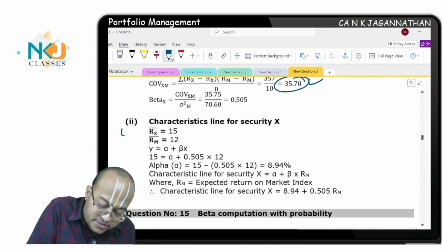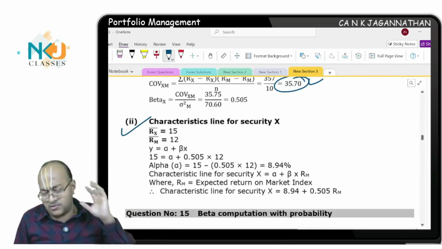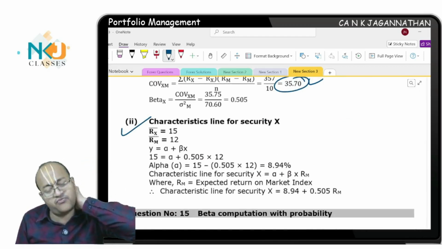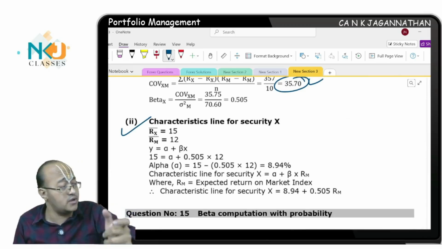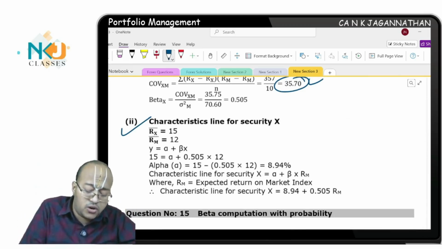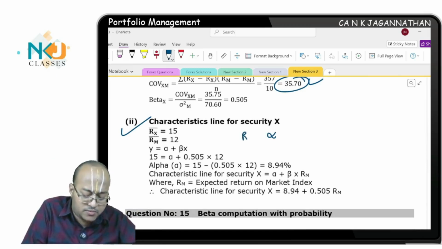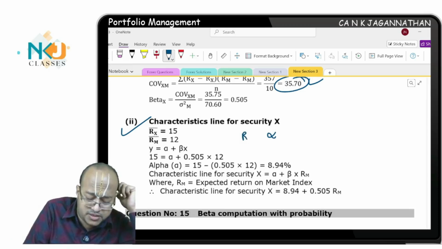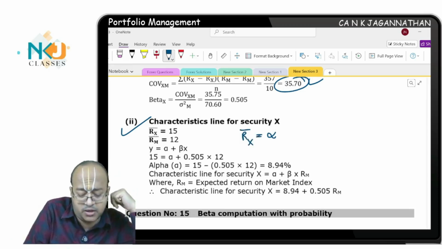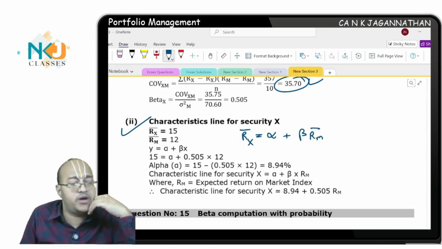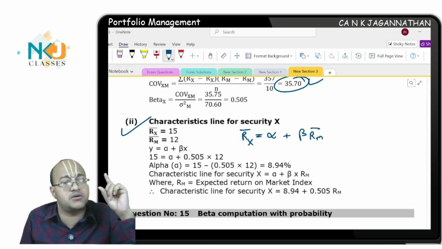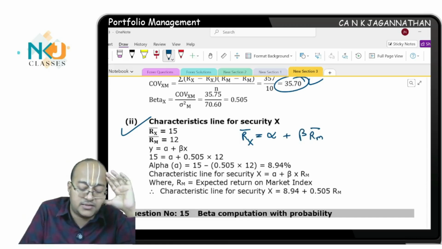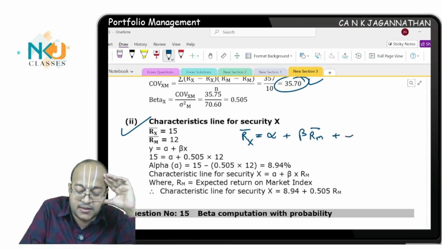Okay, simple. Next, the characteristic line of security X: alpha plus beta times RM bar, which we will learn anyway. The security characteristic line for a security, assume the security X, Rx bar, the return of the security, is equal to alpha plus beta times the market return RM bar. Why I am using this bar: you should consider it as average return only. Otherwise, if you are not considering this, there is another term, the error term, that will come.